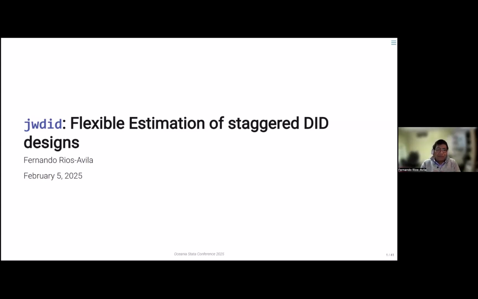As it was said, today I'm going to be presenting a little bit of background and some of the steps, the way I like to think about it, on how this particular command, JWDID, can help you tackle some of the problems that you may face when you do difference in differences with staggered designs. So let me start.